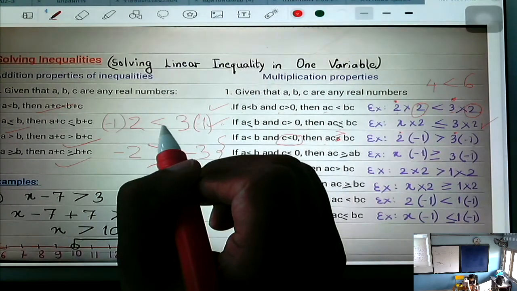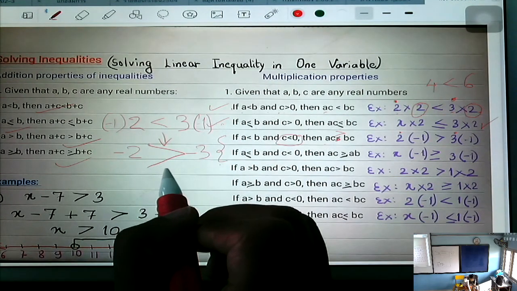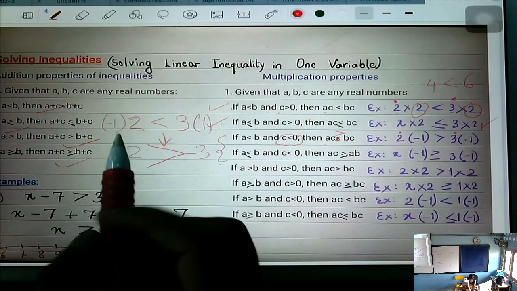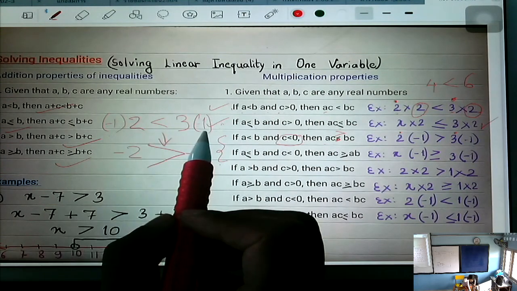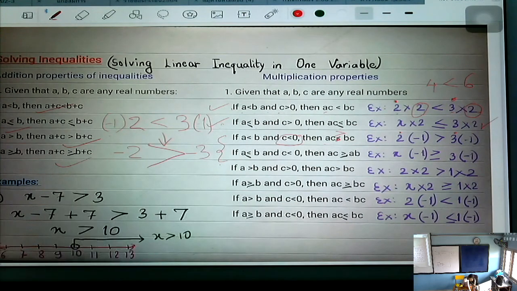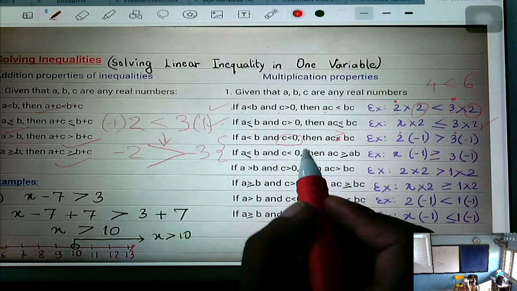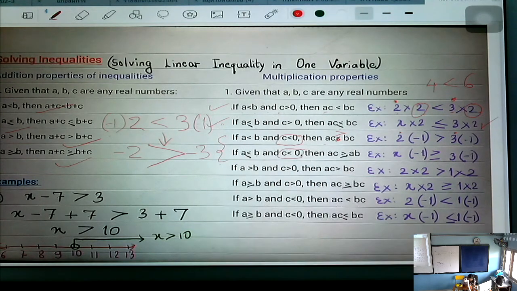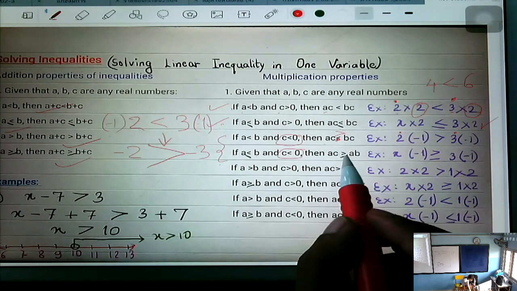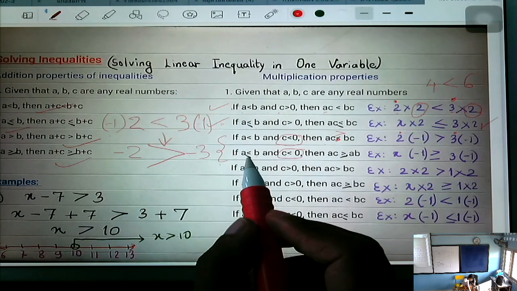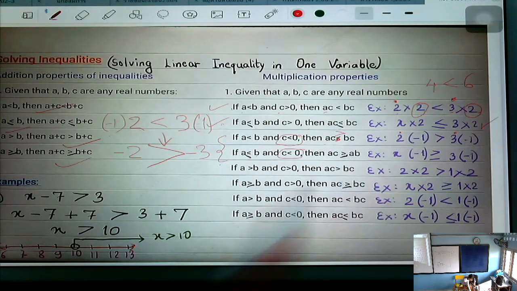First this was less than. Now we changed to more than. That means when you multiply both sides with a negative number, we change the sign. Okay, is that understood? Now this is the same. If A is less than or equal to B and you multiply with a negative number, then the sign changes. Less than or equal to became more than or equal to. Okay?